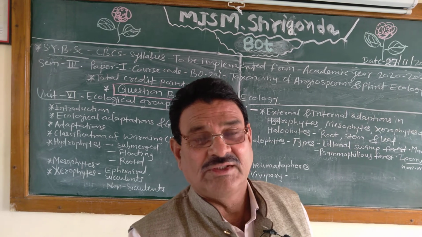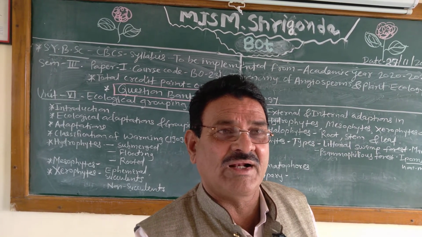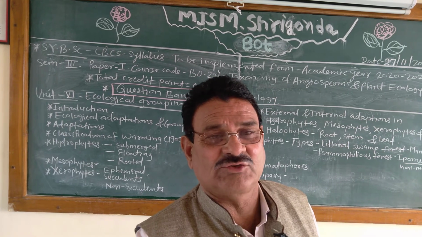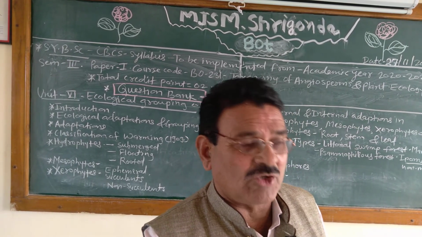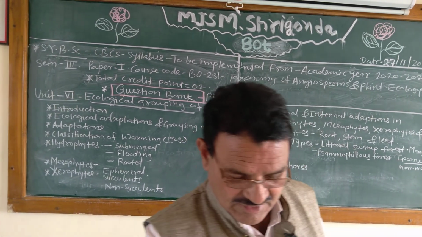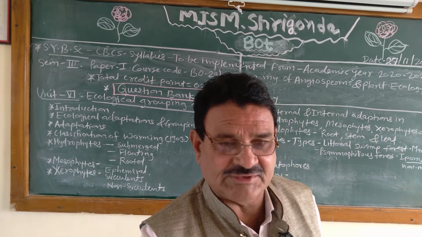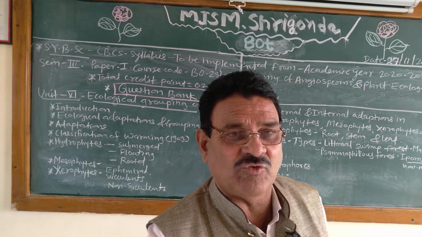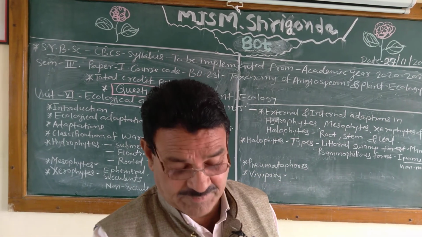What are succulents? Give examples of succulents: Aloe vera, Agave americana, Asparagus. These are succulent plants. What are non-succulent plants? Calotropis procera, Nerium. These plants are non-succulent plants. Then enlist any 4 internal adaptations in xerophytes. Enlist any 4 external adaptations in xerophytes of stem, leaf and root.